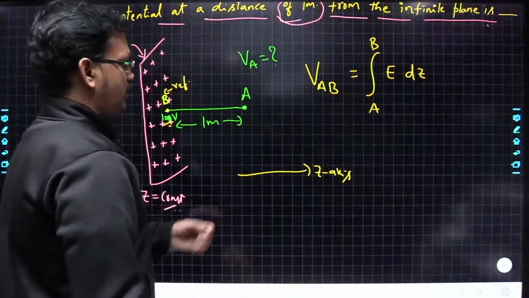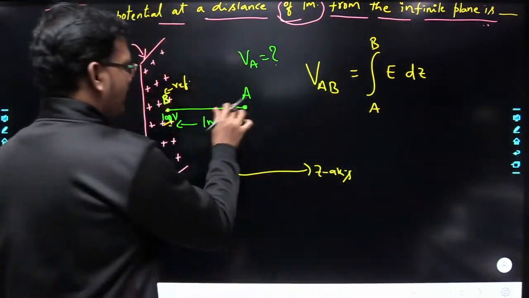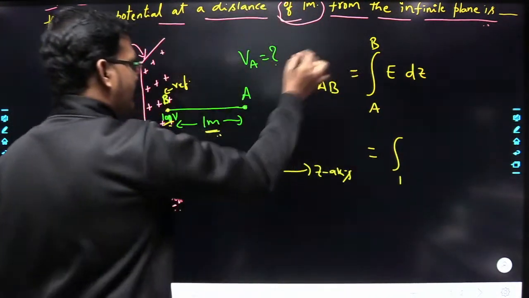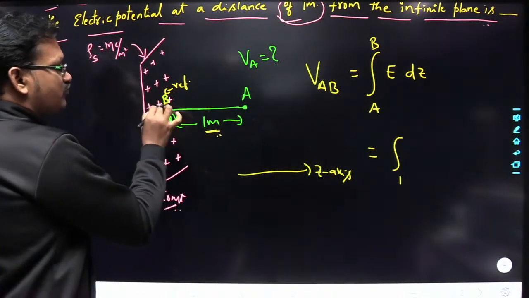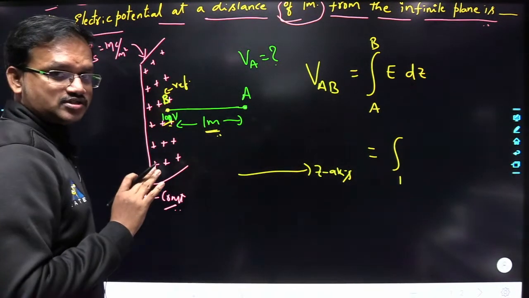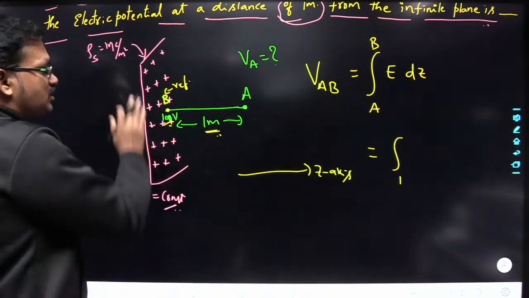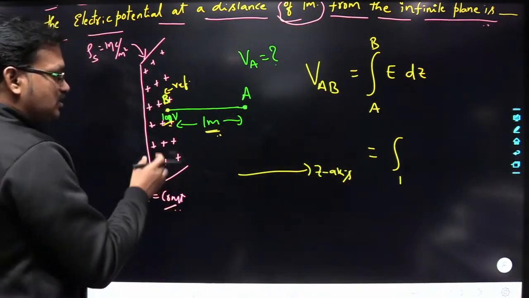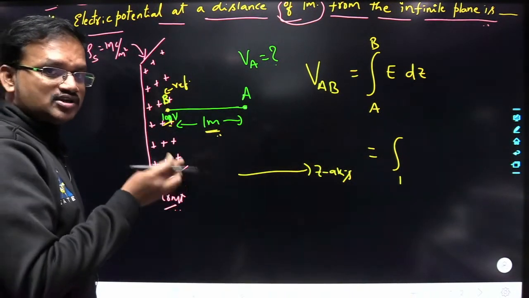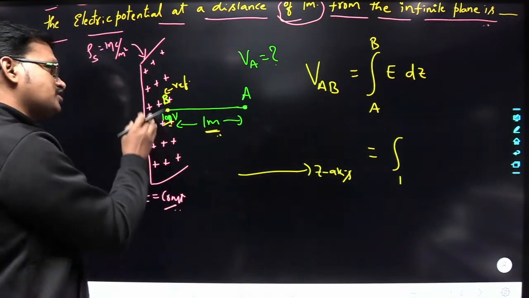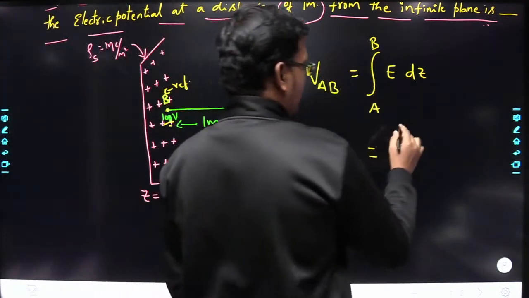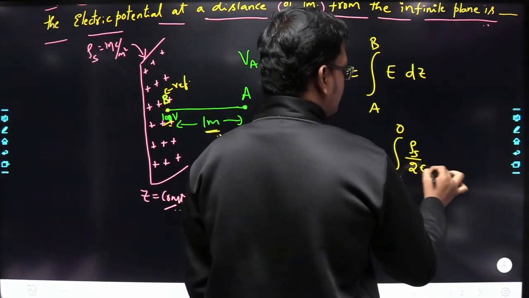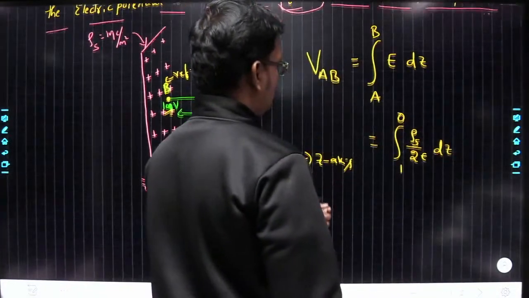Okay, so this A is at a distance of 1 meter. So this is equal to the integral from 1 to B. B is exactly on the surface of the infinite sheet charge. So the normal distance from the infinite sheet charge to B is nothing but 0, because the point B is also lying on the sheet charge. So B I can replace with 0. So the electric field is rho s by 2 epsilon, dz. Right?